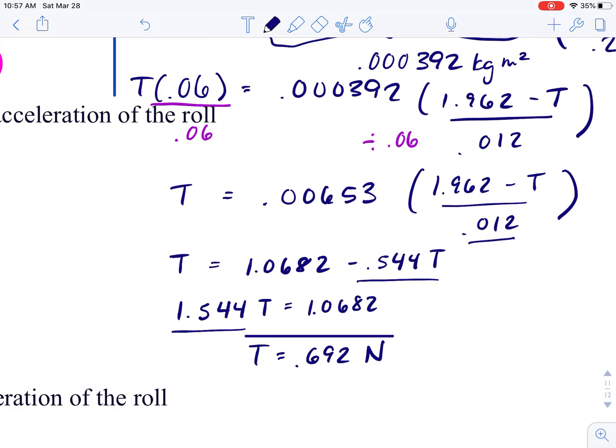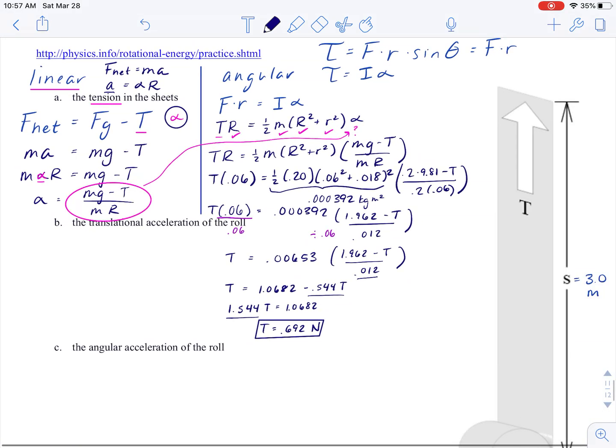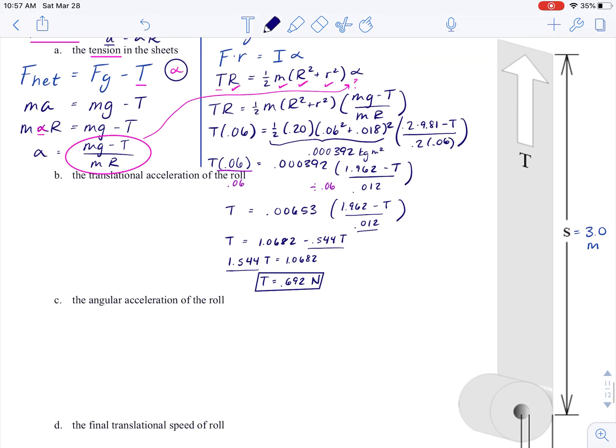Okay, so that was tedious, but hopefully not super difficult. It wasn't logarithms or anything. It was just kind of an algebraic adventure. Okay, so now we have that tension. So next I want to think about how I can use that to figure out my accelerations. It's actually easier to do the angular acceleration before the translational acceleration. So I'm going to do C next.